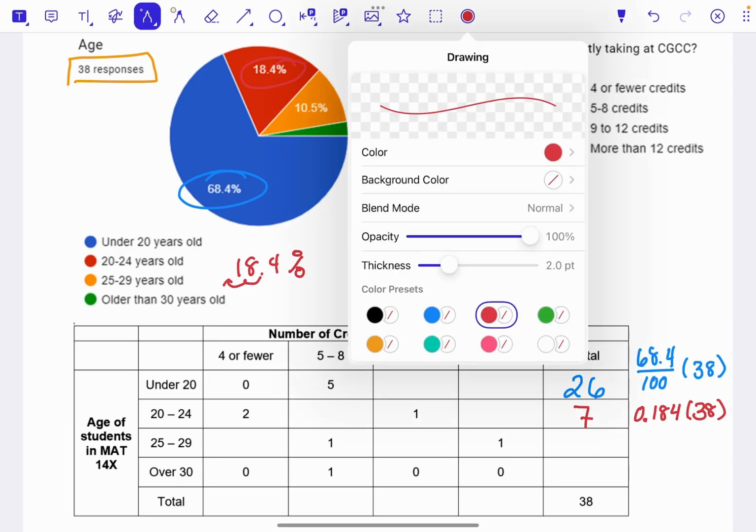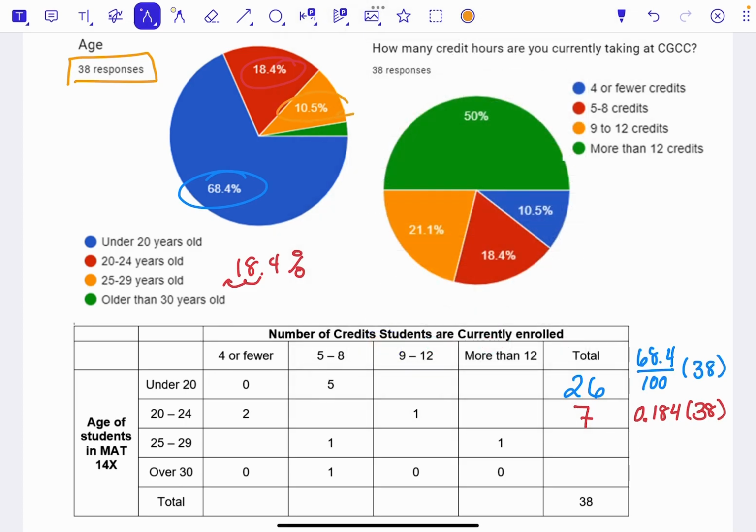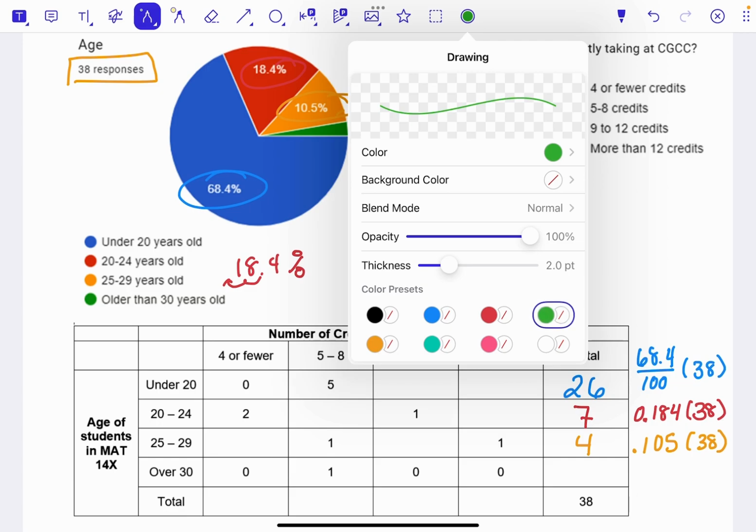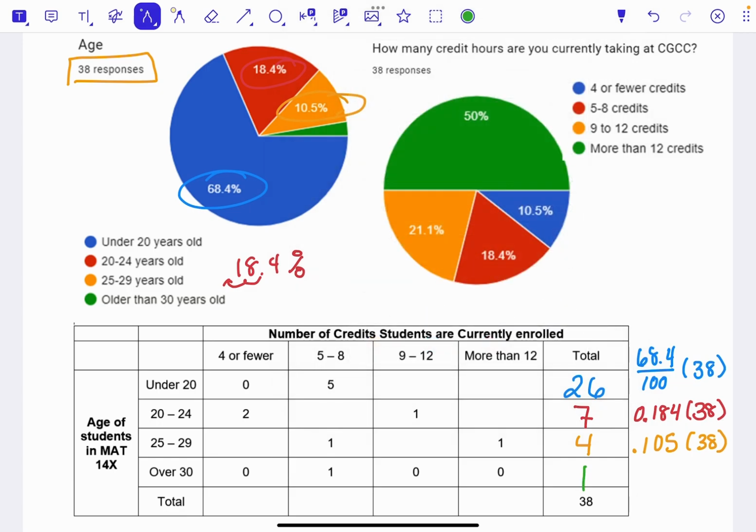The next one through, we have 10.5, so 0.105 of 38. And that came out to about 4. Now, obviously there's no percent with the last one, but I can total here. 4 plus 7 is 11, plus 26 gets me to 37, which means in that last one, I would have at least one person. I could have just totaled that row and gotten there, but just to double check, I like to double check throughout my table that everything's matching up and working out perfectly.